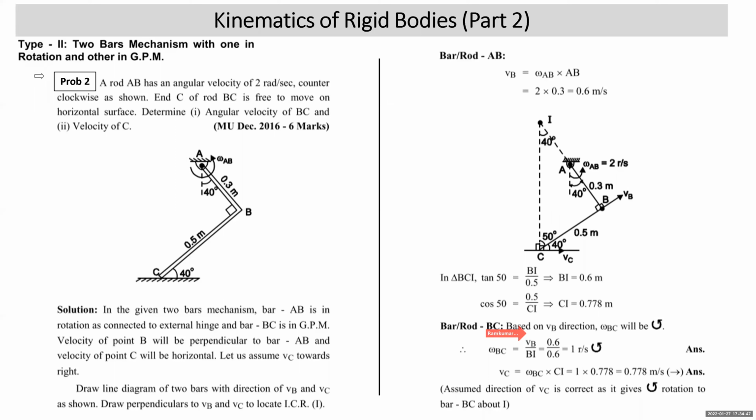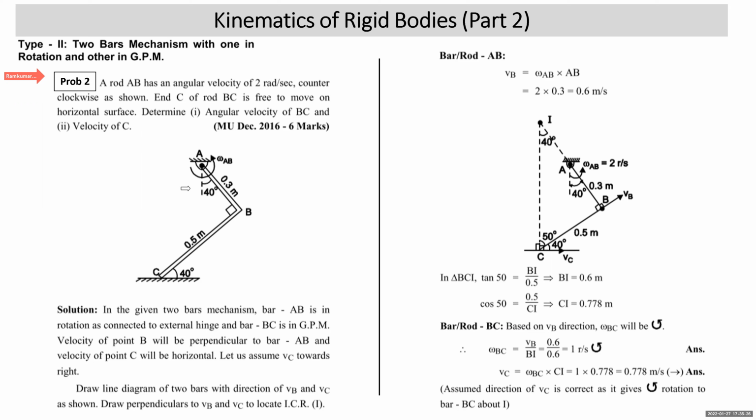Let's discuss the next problem. Rod AB has angular velocity of 2 radian per second counterclockwise, that is, anti-clockwise, as shown. And C of the rod BC is free to move on a horizontal surface. Now again, students, what you need to understand is that C is bound to move on a horizontal surface. That means velocity of point C is horizontal. Is that clear to everybody? Now determine the angular velocity of BC and velocity of point C.